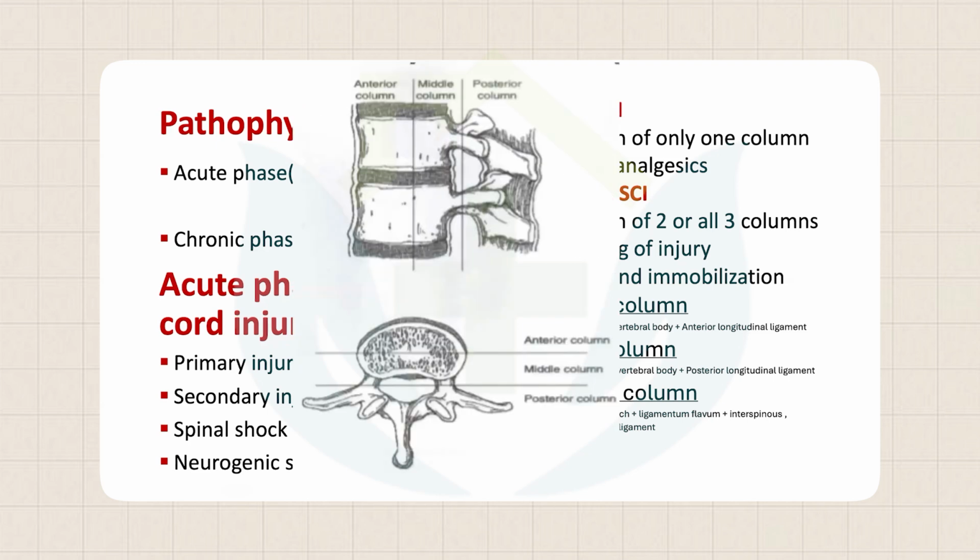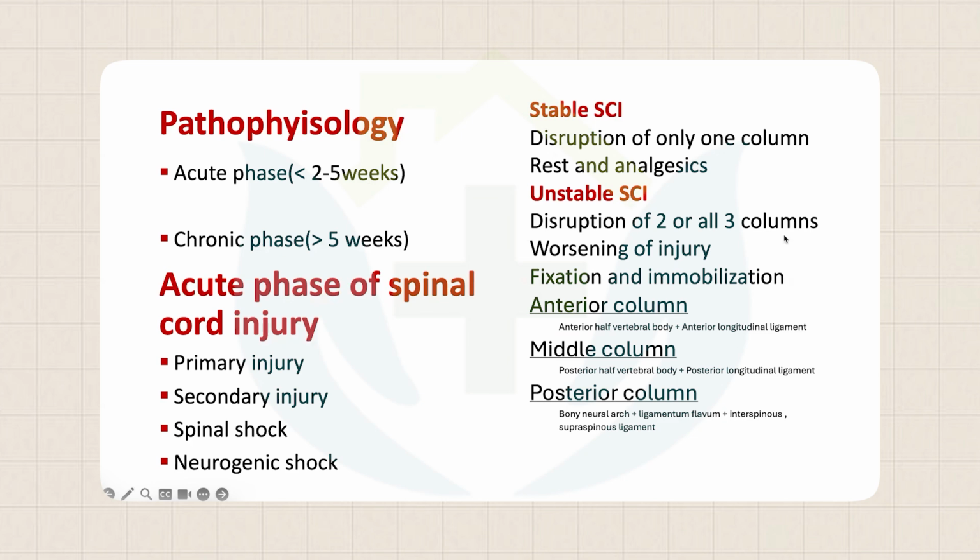If you look at this picture, the spinal column can be divided into three parts: the anterior longitudinal ligament from there till half of the vertebral body is the anterior column. The posterior half of the body till the posterior longitudinal ligament is the middle column, and from there onwards the posterior part is the posterior column. The most vulnerable region is the middle column, followed by the anterior, and the least vulnerable is the posterior. So if you have a fracture involving the middle column, or you have disruption of 2 of 3 columns, then you call it an unstable fracture.